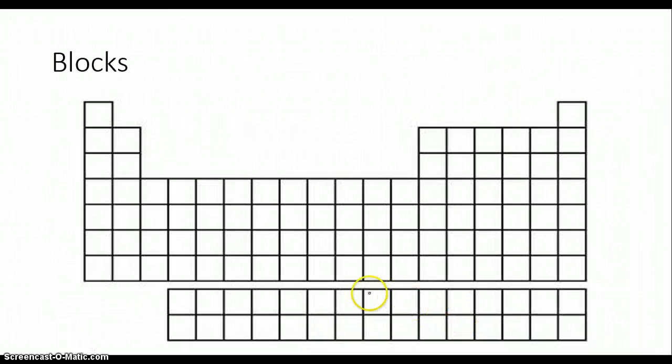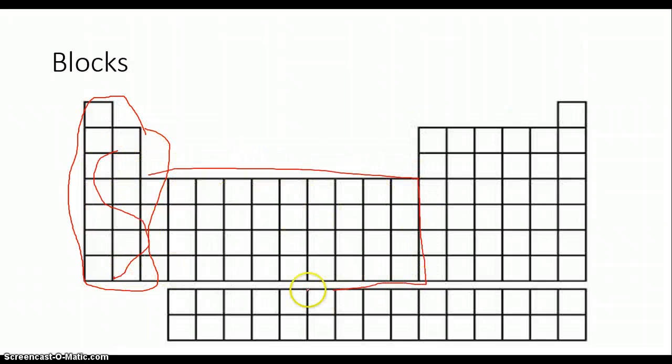Also, let's go ahead and identify these. Since this section right here all ended with s's, we're going to call this my s block. Right here, all of these in this section ended in a d something, so 3d something, 4d something. This is my d block. I'm sure you can see where this is going. This section right here is my p block, and then down here is my f block.